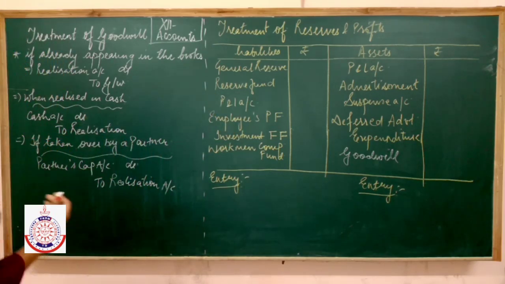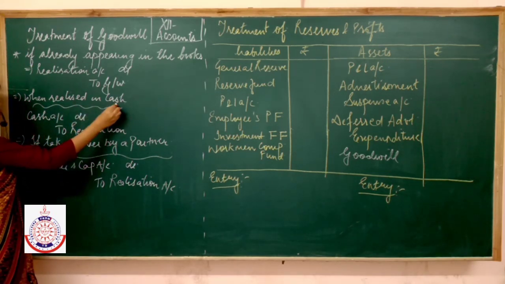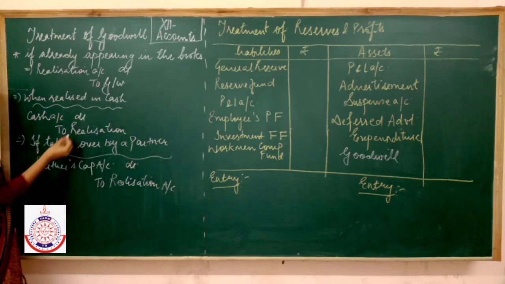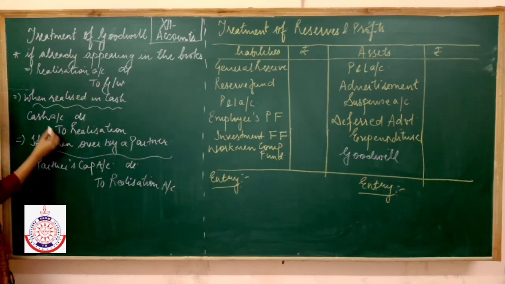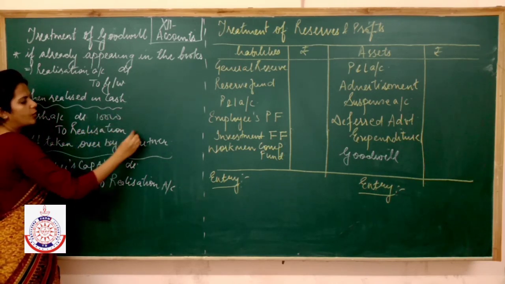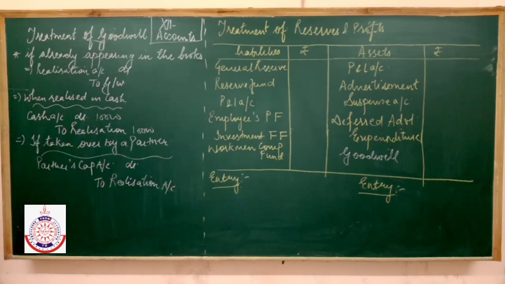See, suppose in the adjustment it is mentioned that goodwill is realized in cash. It means you have sold off this goodwill in the market and got cash from this, then the entry would be simple. Cash account debited to realization account. As I told you, the amount, let it be 10,000. Cash account debited to realization account 10,000.